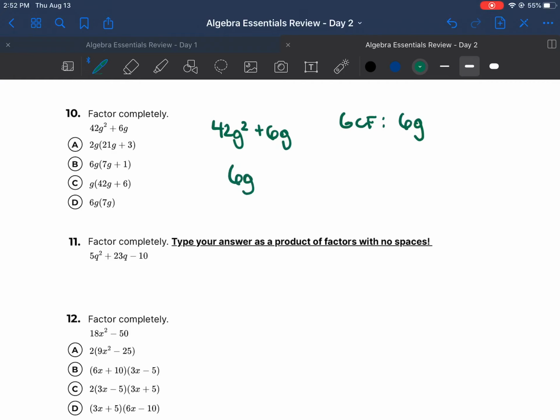So I'm going to factor out the 6g, the GCF, and after factoring out a 6g, from 42g squared, we will have 7g remaining, and from 6g, we factored out the entire 6g, so we would only have 1 remaining. Notice that you could also multiply your result back out, and you should get the expression that you started with. And this is answer choice B.